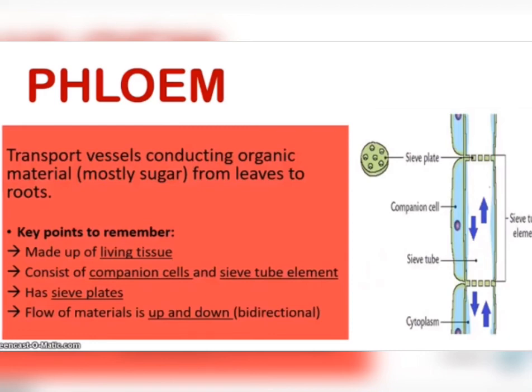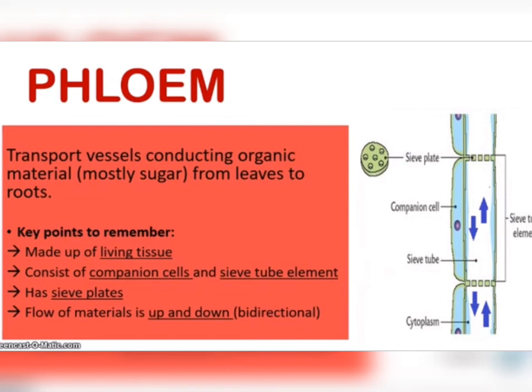So the key point to remember about the phloem is that it's made up of living tissue, unlike the xylem. So the living tissue is in the phloem, dead tissue in the xylem. And this living tissue consists of companion cells and sieve tube elements. Now, the companion cells are the cells that are going to be controlling the functions of both cells. They contain the nucleus, so they control all the activities going on in both the companion cell and the sieve tube element, which is responsible for the transport of the sugars.